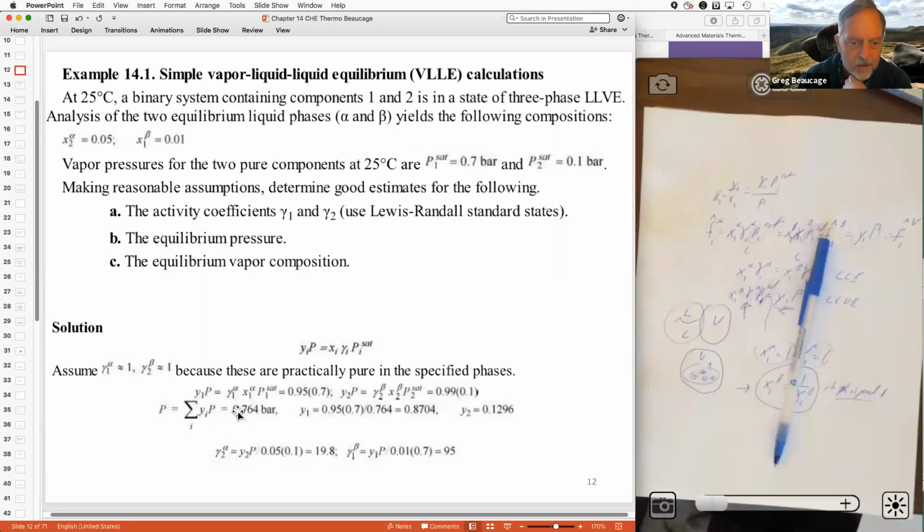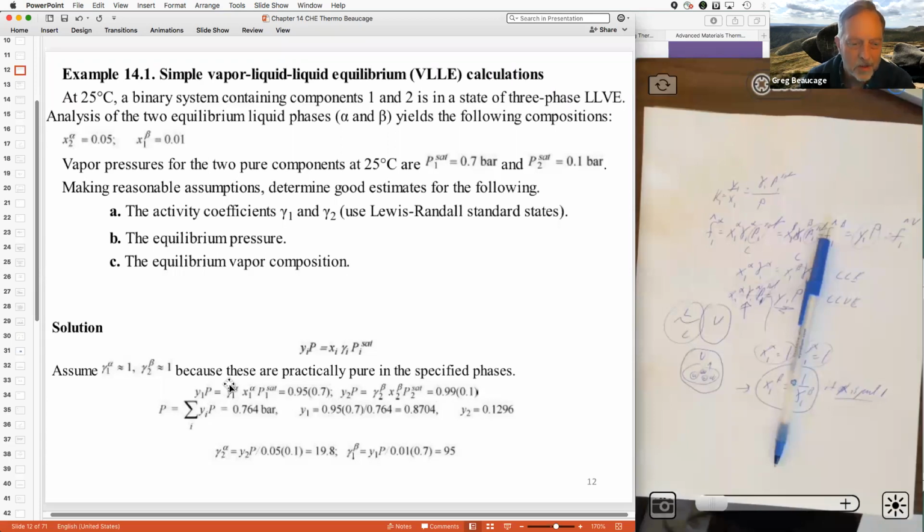So the saturated pressures are given. So you're trying to use the saturated pressure, 0.7 for component 1, times the composition. The gamma 1 alpha is 1, so you can drop that out. So just the composition times the saturated pressure gives y1 times p for component 1 in the alpha phase.